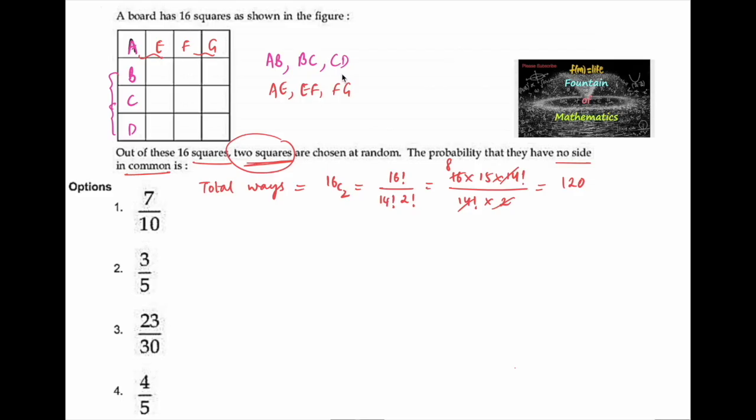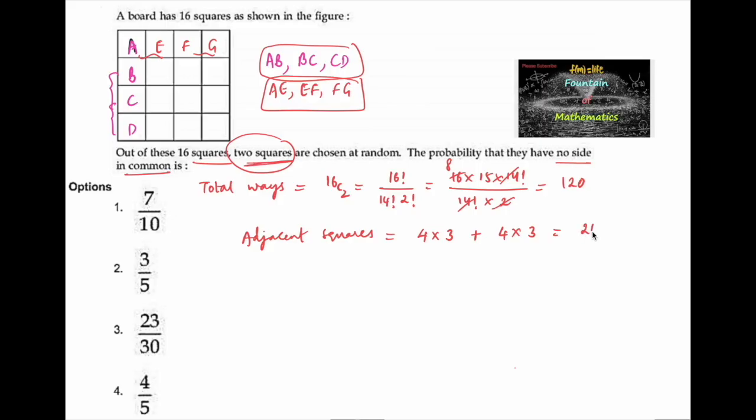So clearly we can say that in a column 3 are there, in a row 3 are there. So total 4 rows and 4 columns are there. So we can say adjacent squares can be determined by taking 4 rows, that is 4 into 3 possibilities, or columns also 4 columns and again 3. So 4 3s are 12 plus 12, that is 24. So total 24 adjacent pairs we can find from the 16 squares from the given figure.